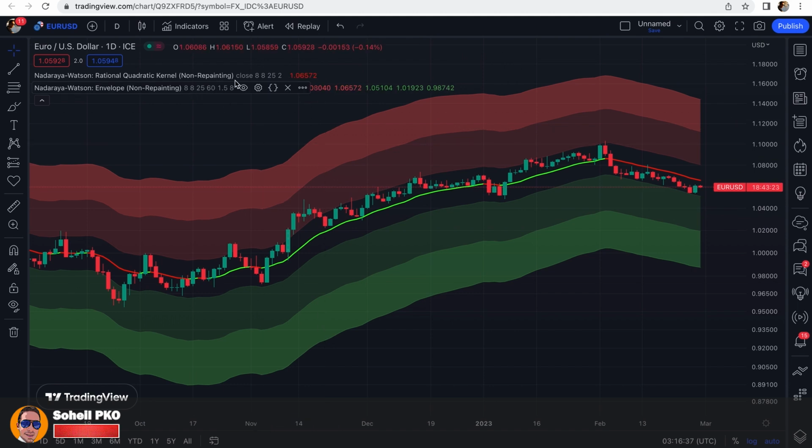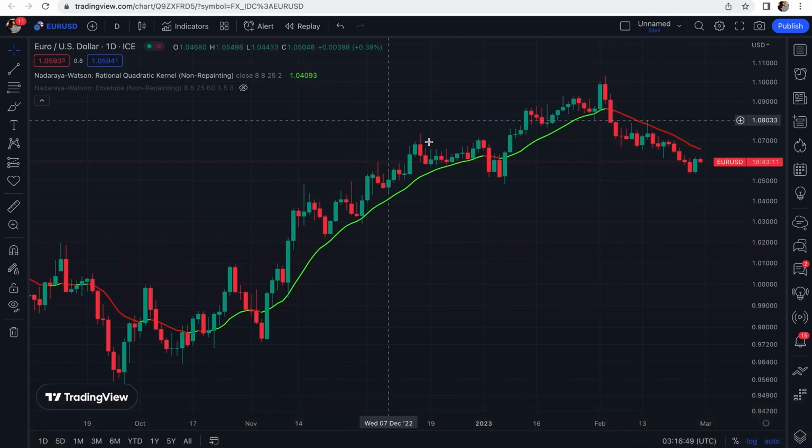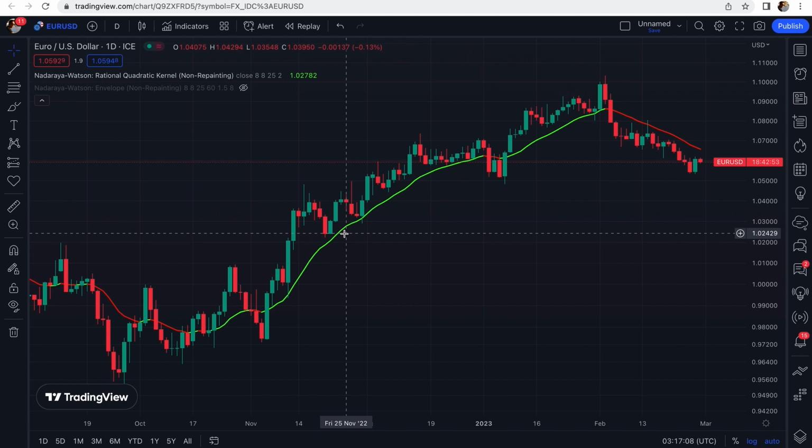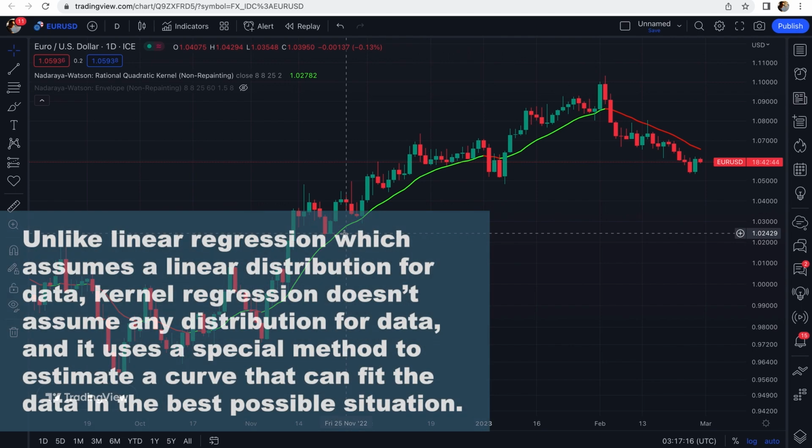Let me turn off this one with envelope and first explain this one, which is Nadaraya Watson Regression, and it's actually a type of kernel regression. Unlike linear regression, which assumes a linear distribution for data, kernel regression doesn't assume any distribution for data, and it uses a special method to estimate a curve that can fit our data in the best possible situation.